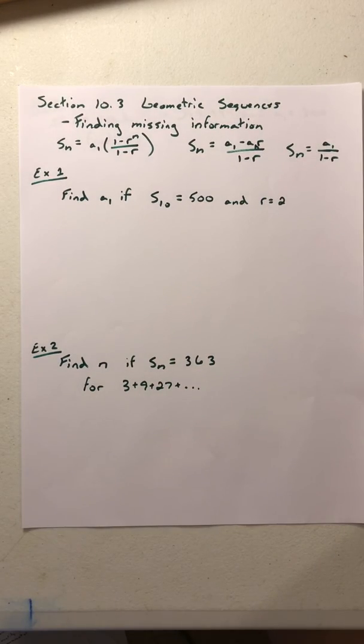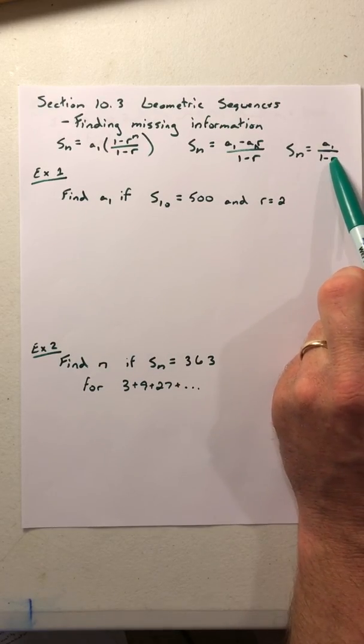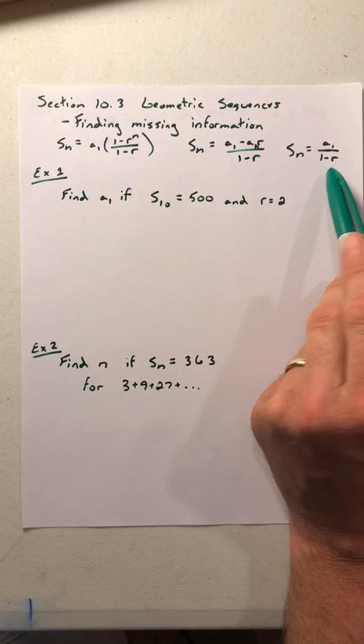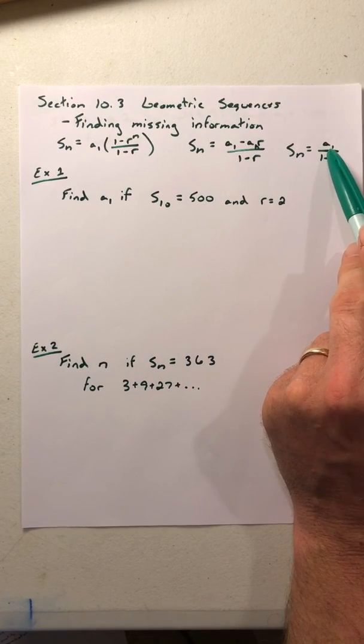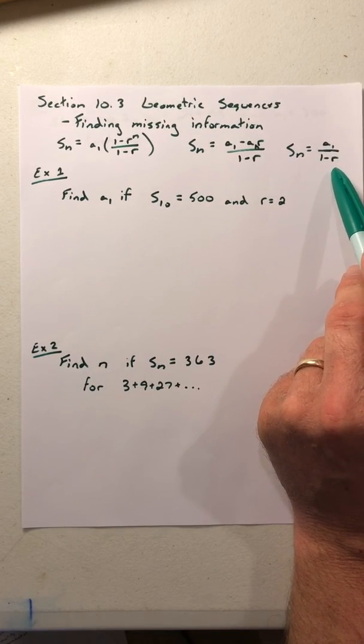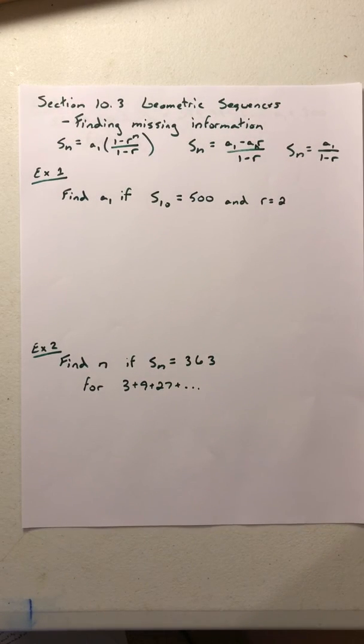Not that we're going to need it in the notes here, but you may have an infinite series. These are both finite series. If we have an infinite series, then it's going to be a sub 1 over 1 minus r. Remember, the absolute value of r has to be less than 1 in order to use that infinite series and have a summation.